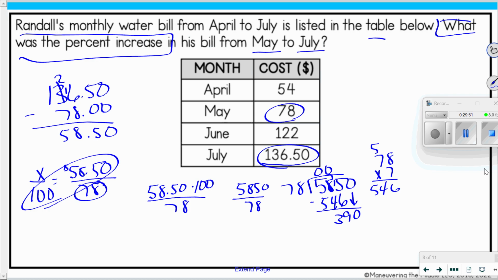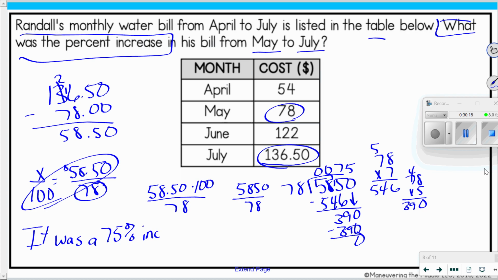78 into 390, that's going to be around 5 times. So let's try that. 78 times 5 gives me 390. So it's exactly 5 times. So what was my percent change? And did it go up or down? Up. So it was a 75% increase from May to July.